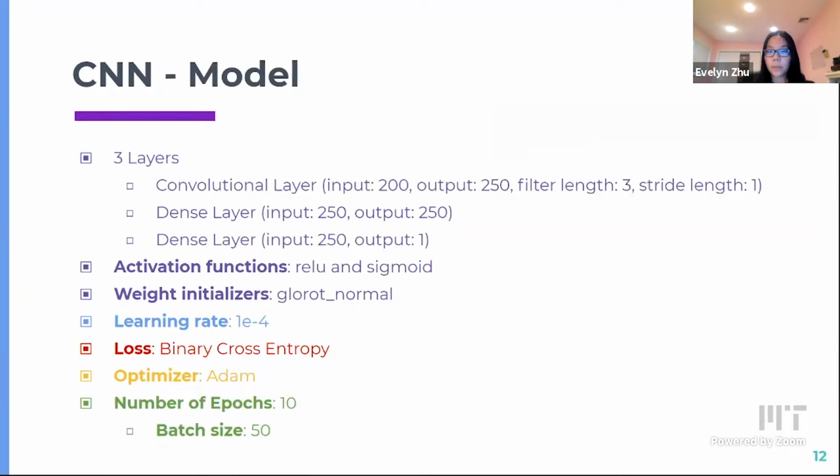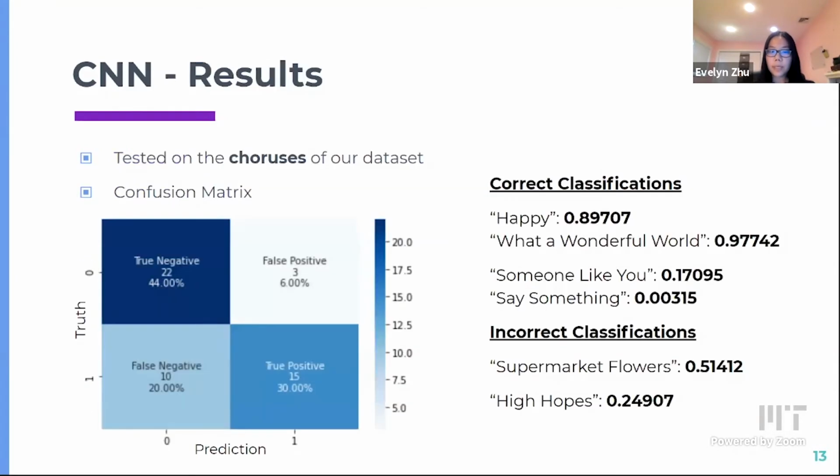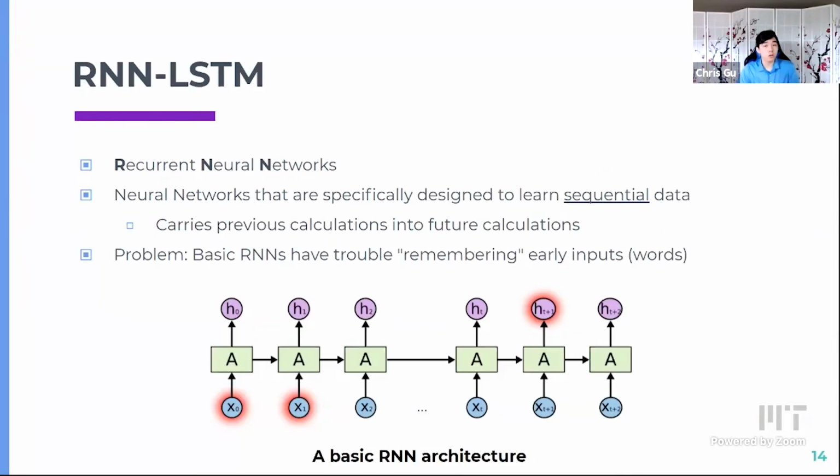So listed here is the architecture of our model, as well as some hyperparameters. Something important to note is that we only have one output, which is a value between 0 and 1 to indicate the sentiment. After training our model, we tested it on our self-created dataset, and the results are depicted in this confusion matrix here. Overall, we achieved 74% test accuracy. So RNNs, or recurrent neural networks, are DL models that are specifically designed to learn sequential data like language.